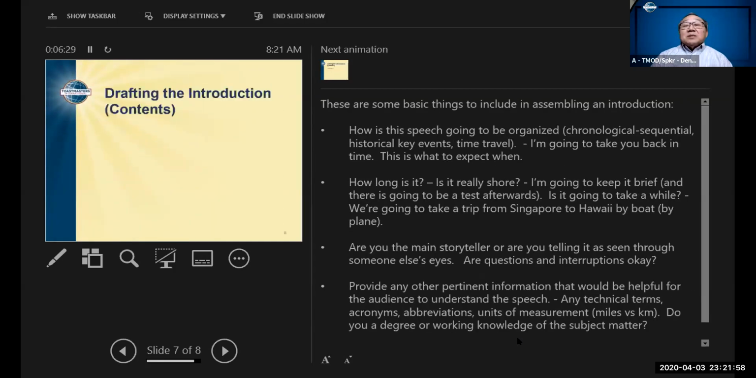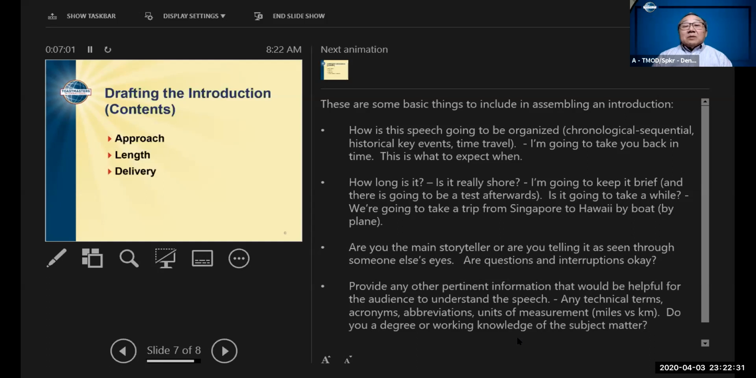Now, here are the basic things that you should include in assembling an introduction. First, how is the speech going to be organized? Is it going to be chronological? Is it going to have historical events? Or are you going to do time travel, such as, I'm going to take you back in time, and this is what to expect? How long is it going to be? Is it really going to be short, or is it going to be long? If you're going to say something like, I'm going to keep it brief, and there's going to be a test afterwards, people may want to sit up and listen.